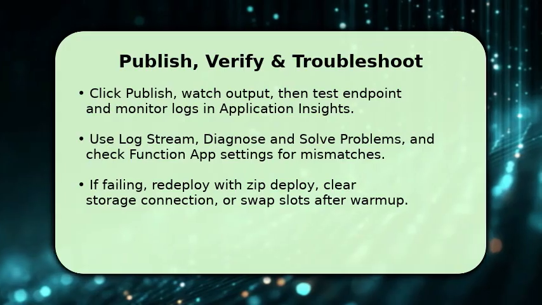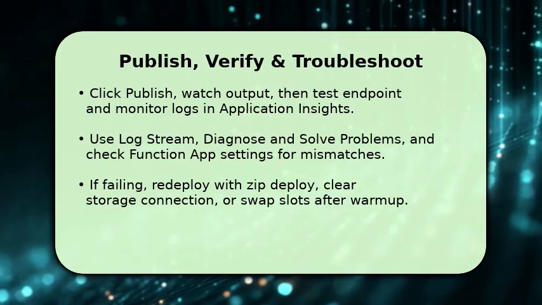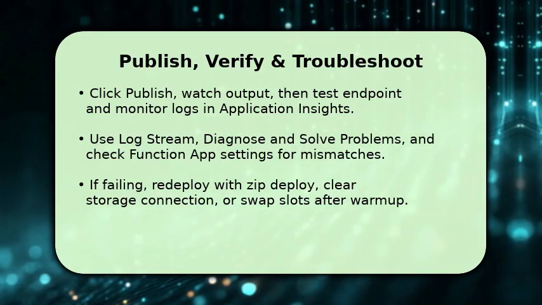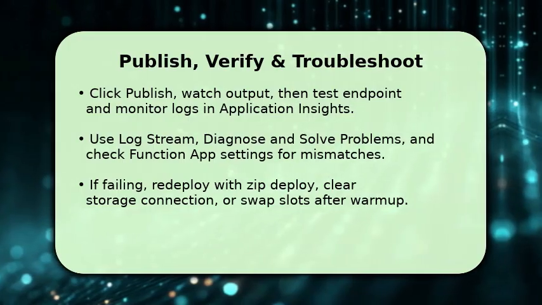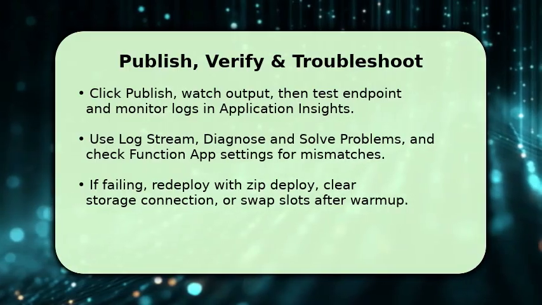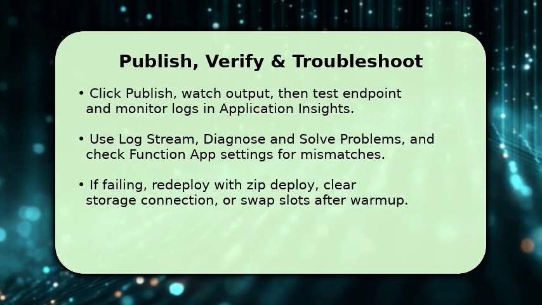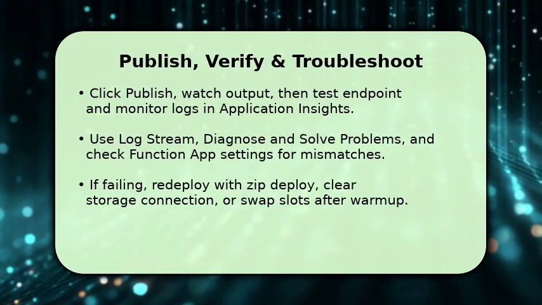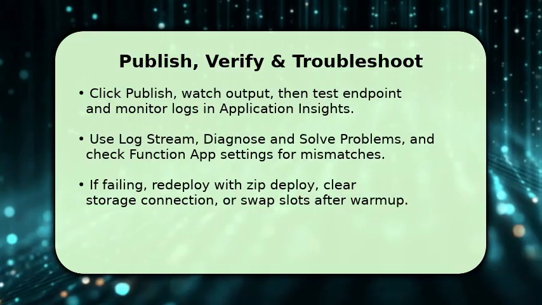Once published, test your function endpoint and check live logs via log stream or Application Insights to validate runtime behavior. Make sure environment variables and connection strings match your local settings. Mismatches are the most common failures. If deployment fails, try a zip deploy or enable run from package, restart the function app, and redeploy.